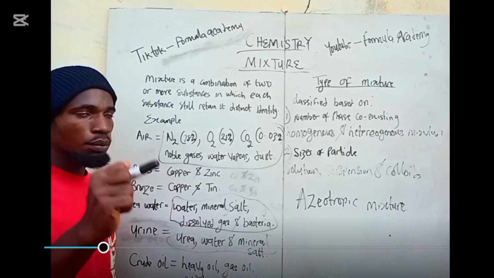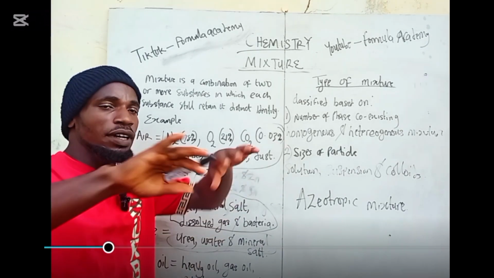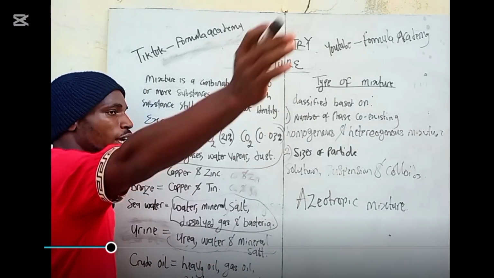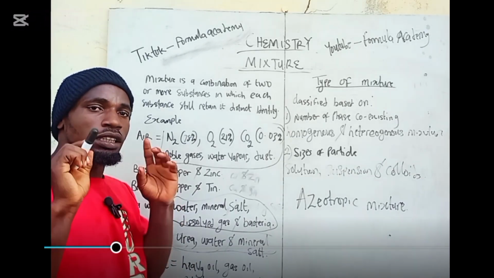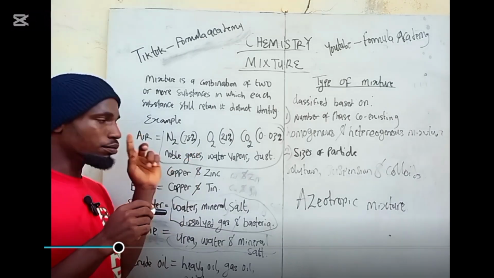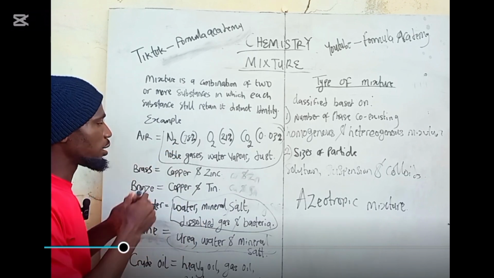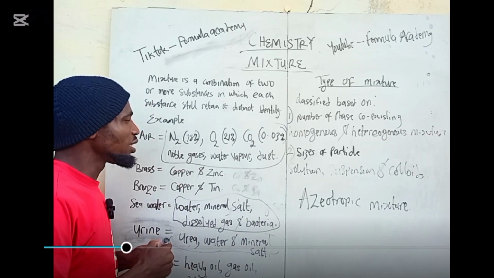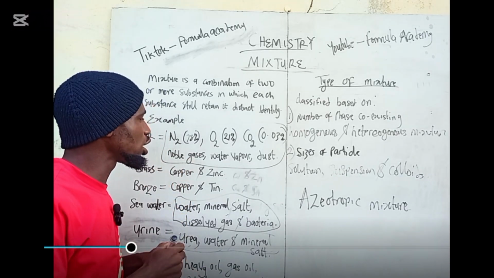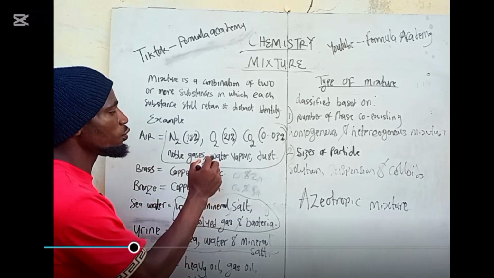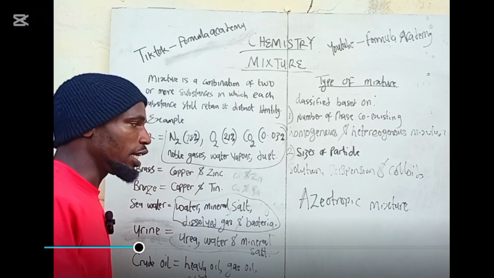So example of mixture. One of the examples of mixture that is very common is air. The air you see around, they are mixtures, and the constituents of this air are, one, nitrogen, and this nitrogen that you are seeing here, N2, has 78% in air. Then the next one, move on to oxygen. Oxygen has 21% in air.